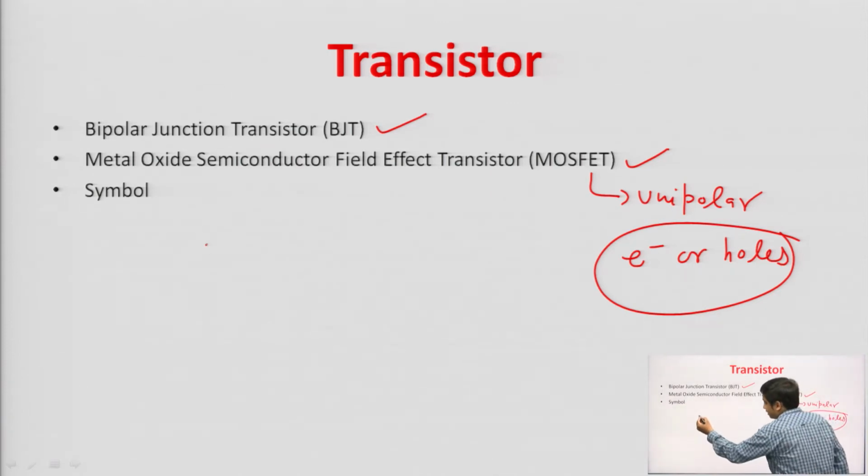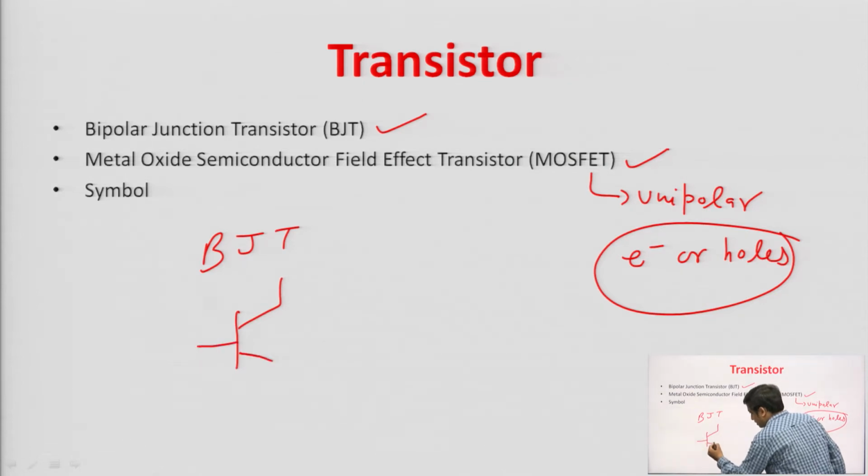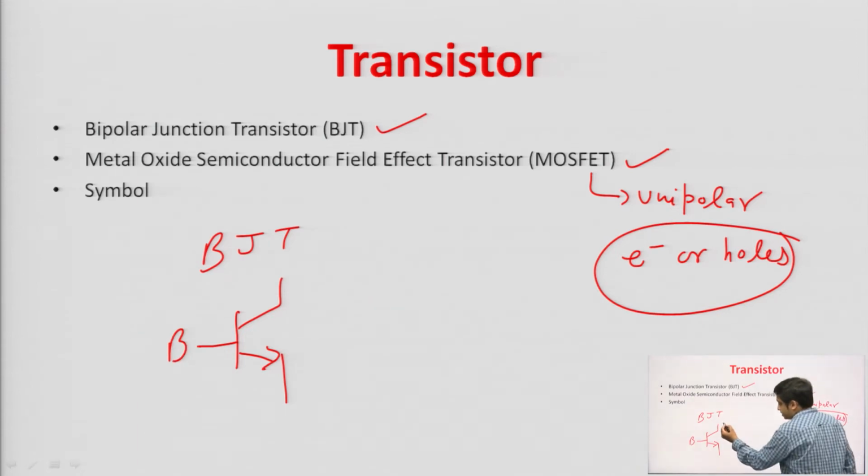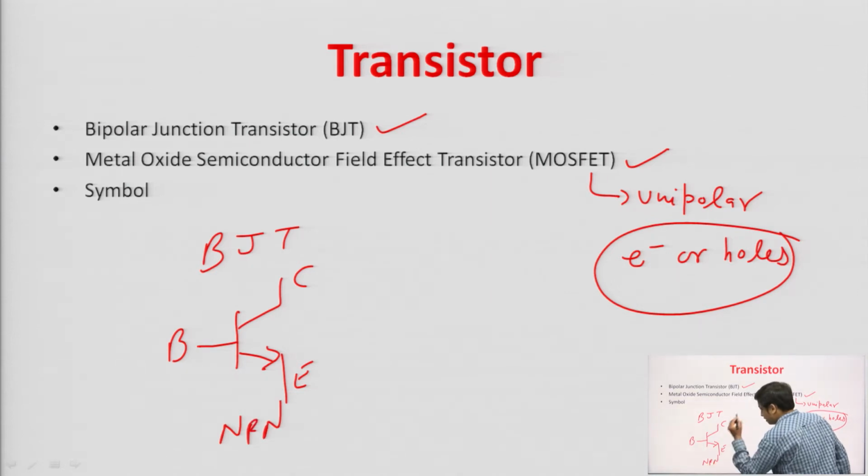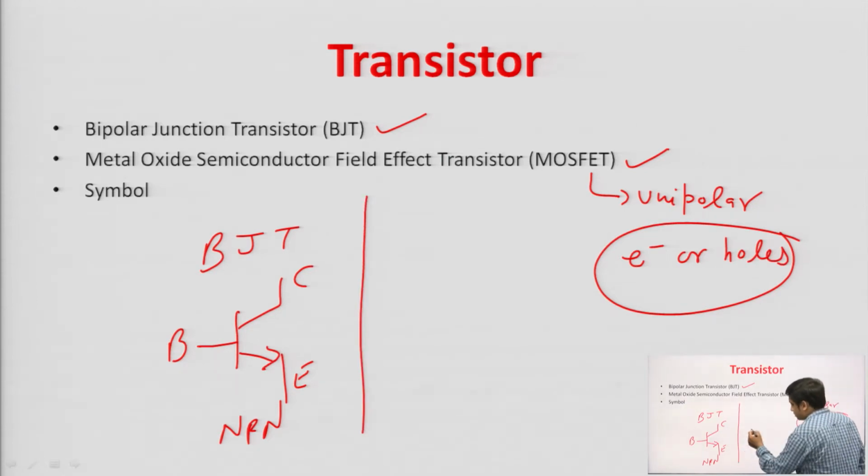And the symbol of BJT. BJT has three terminals, one is base, another one is collector, and the terminal at which there is an arrow outwards, that is your emitter. This is NPN transistor. In PNP the arrow is inwards, fine. This is the basic symbol of BJT.